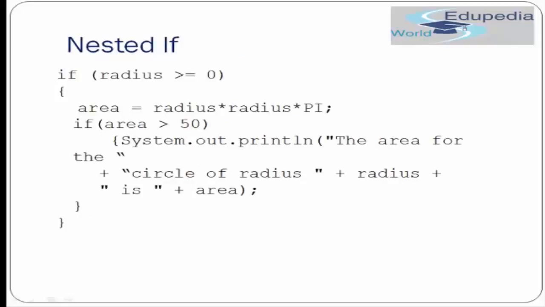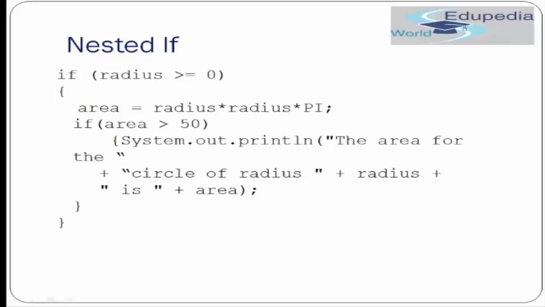Okay, now let's study about nested if. Basically, nested if means an if statement within another if statement. So if there is an if, within that if and then again an if, then it becomes a nested if. So this is a simple nested if example. Let's see what's happening over here.